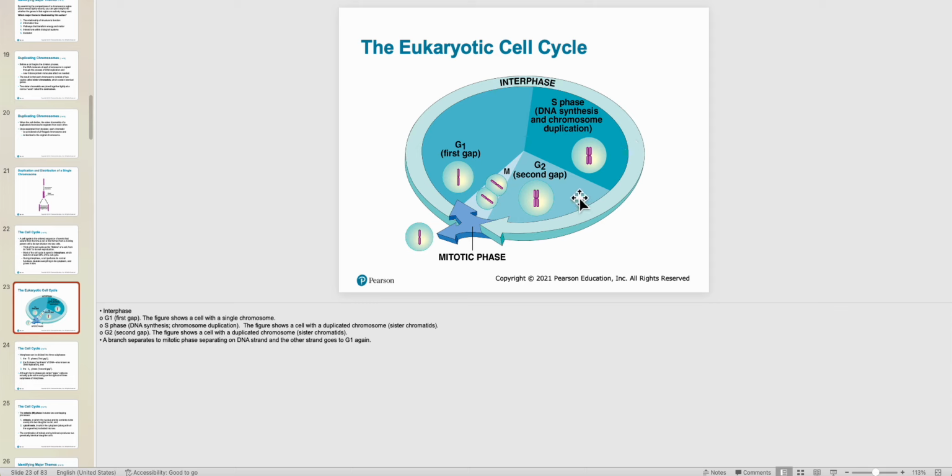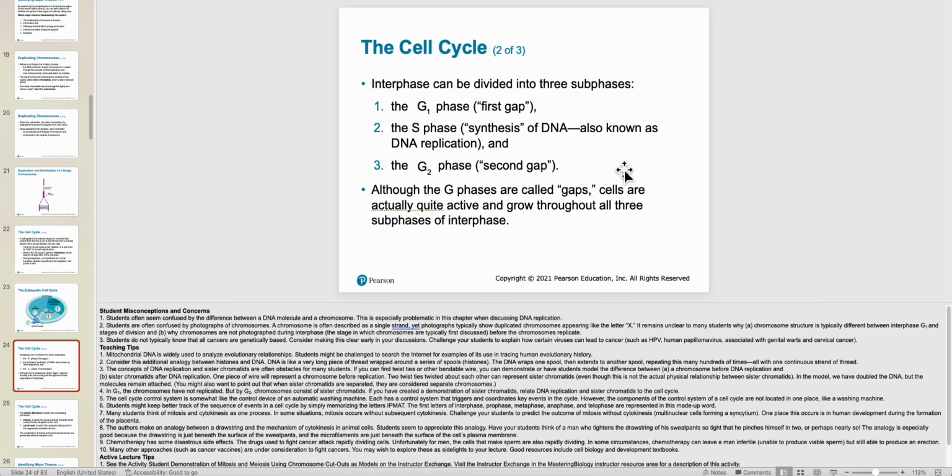Then in G2, that's where I am now. In G2, you're making materials for the actual cell division, which is mitosis. So you've got to make materials for it. And that's what you're doing during G2. Okay, next slide. This is what the author says. It says the same thing that I just said a moment ago, so I'll move on from there.